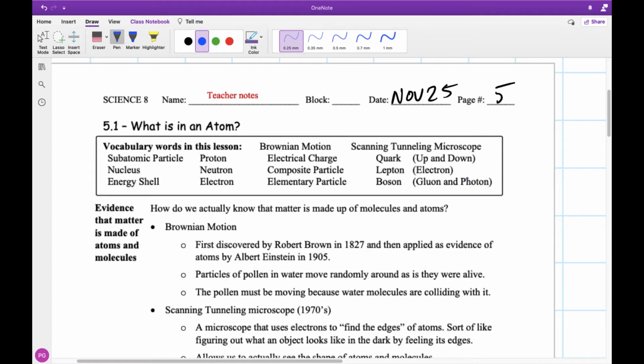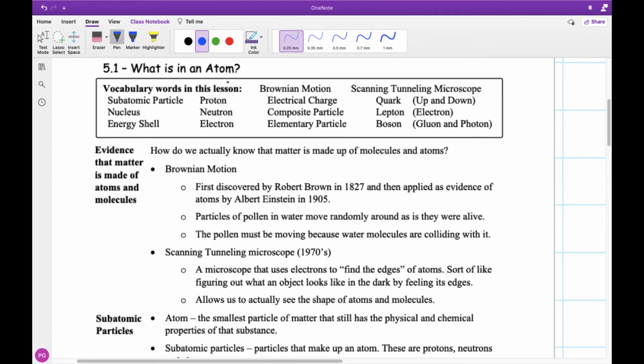And let's dive in. So you might be wondering how we actually know that matter is made up of atoms. We've talked about atoms and molecules a little bit last time when we were talking about mixtures. But how were these discovered in the first place? Well, it starts with something called Brownian motion, and I'll include a link for a video showing what it is and what it looks like.